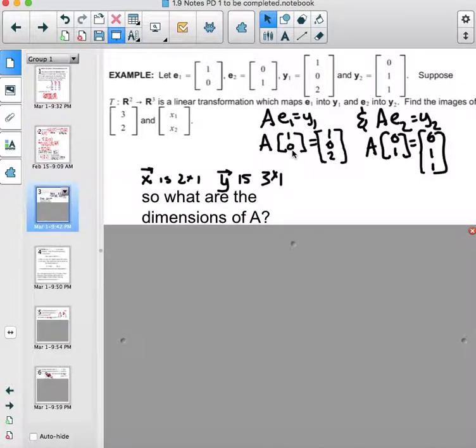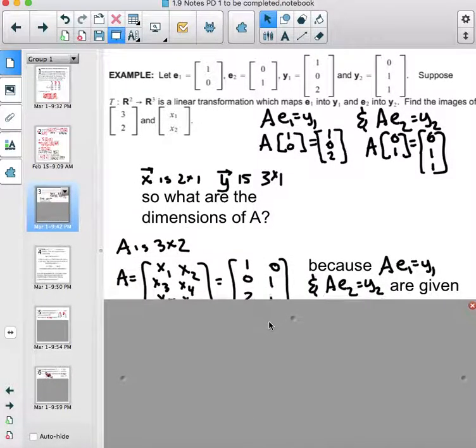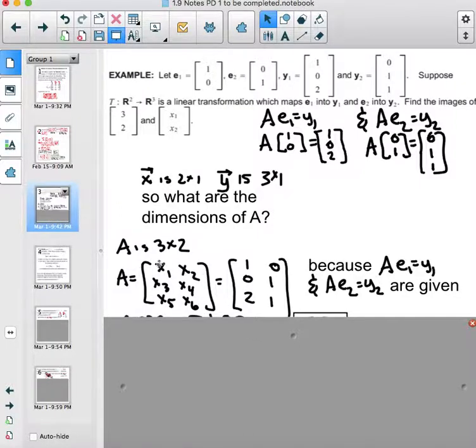X is a 2 by 1 matrix. Y is a 3 by 1 matrix. So what are the dimensions of A, such that A times X gives you Y? Yay, hope you got 3 by 2. Okay, so A is a 3 by 2 matrix, so just set out the 3 by 2 matrix. What is that 3 by 2 matrix? As we saw in the last example, the first column will be the first vector, and the second column will be the second vector.